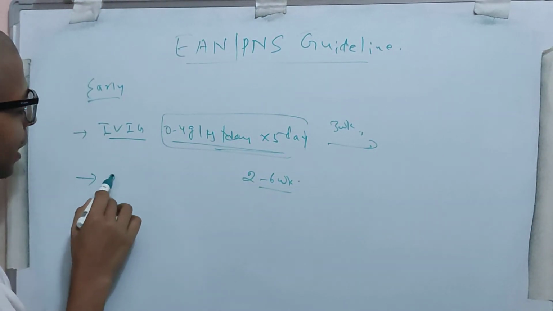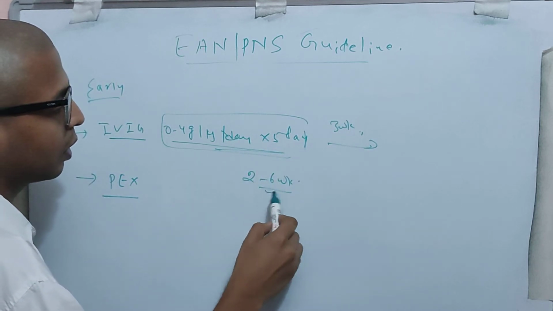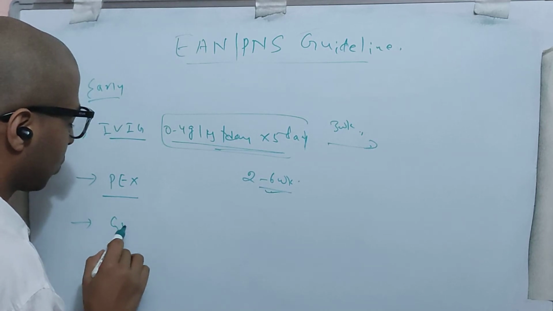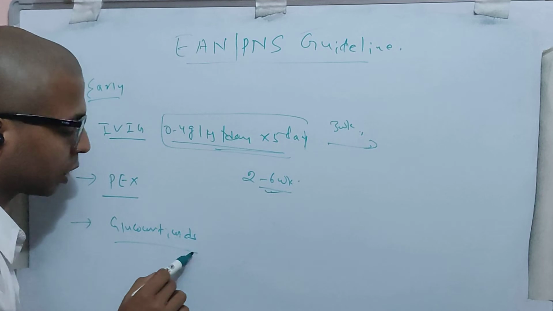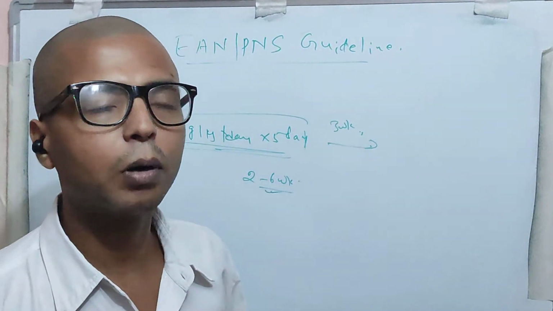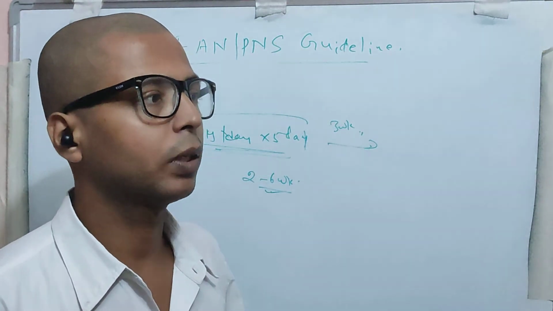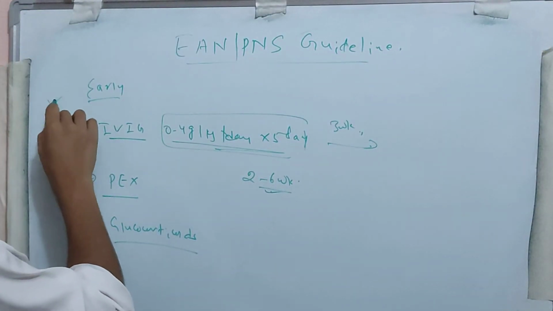And another is plasma exchange. Plasma exchange also you have to repeat, after 2 to 6 weeks. And another is glucocorticoids. Regarding glucocorticoids, you can give oral or IV, but don't give daily. You have to give in a pulsed manner, and this is for typical CIDP.